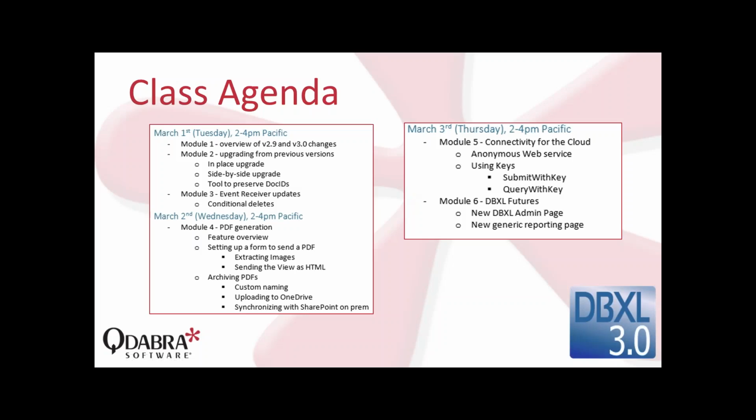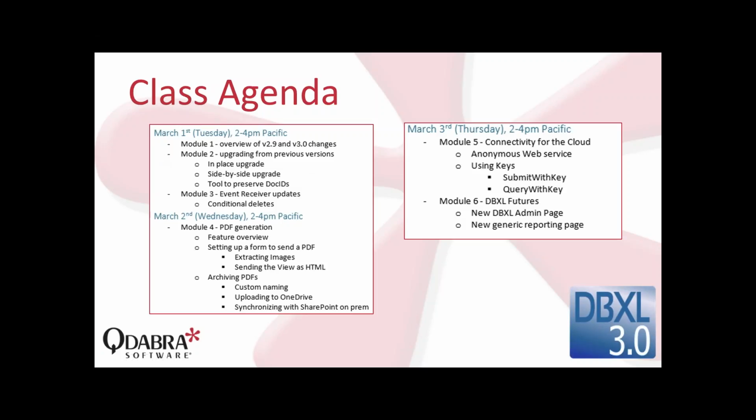Yesterday we covered an overview of the changes that we made in 2.9 and 3.0. We talked about the event receiver and showed you conditional submit and conditional delete. One thing I did not talk about was the upgrade scenarios, so I'll talk a little bit about that to start off with today. We have basically 2 different upgrade scenarios, in-place upgrade and side-by-side. For you two, you don't care because you're using the latest and greatest, but I want to talk briefly about it for people who might be visiting and listening to this video later.